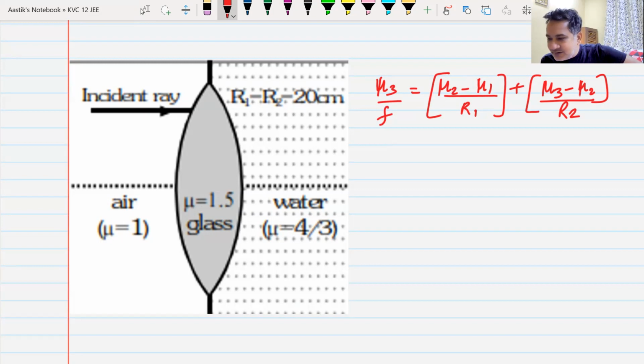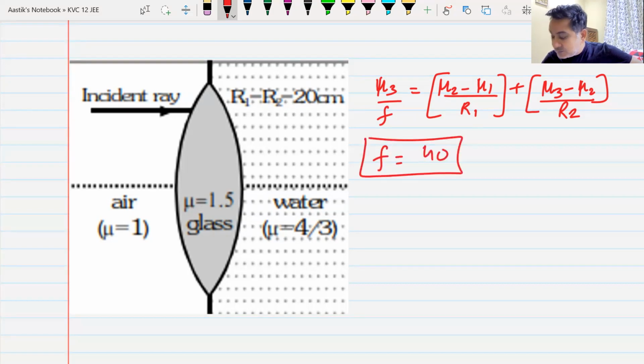40, sir. Everyone was getting 30 before, and now it is not 30. It is multiplied by 4 by 3, nothing else. 40, sir. That is the answer. Do we understand the concept, sir? Please don't forget it. If you change the medium on both sides, even if you interchange them, the formula changes.